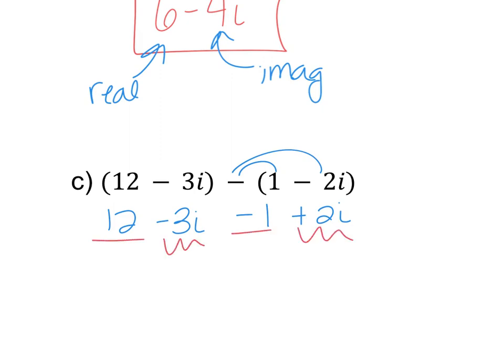Combine your like terms. So this would be 11, and then negative 3i plus 2i would give you negative i, or if you wanted to write negative 1i, that's perfectly fine too.